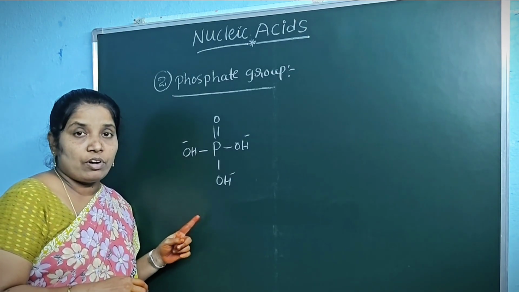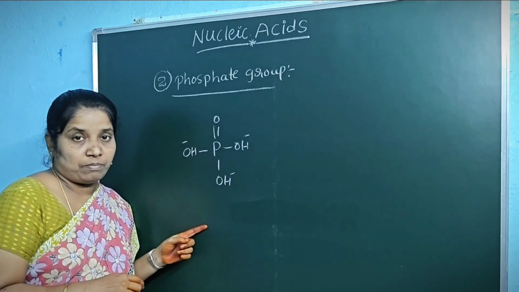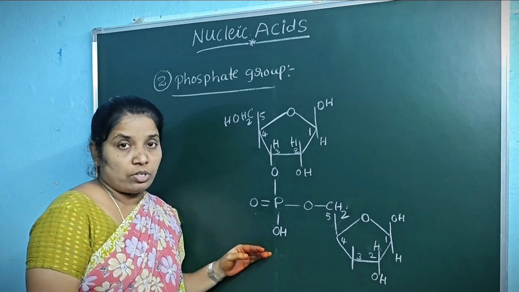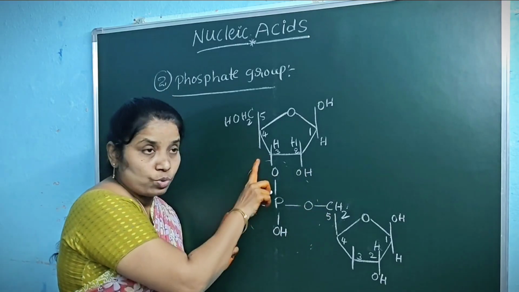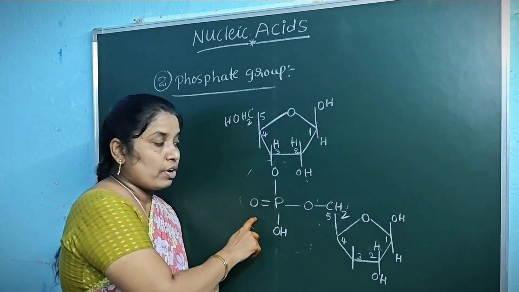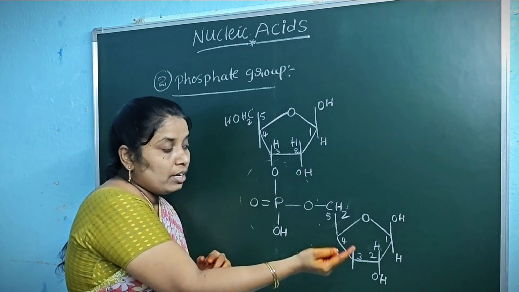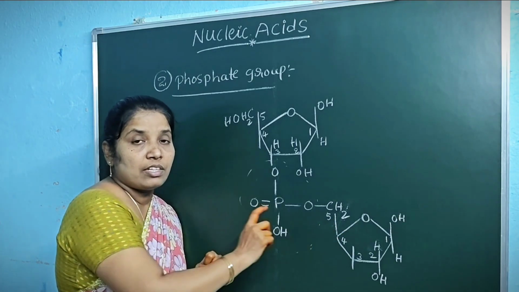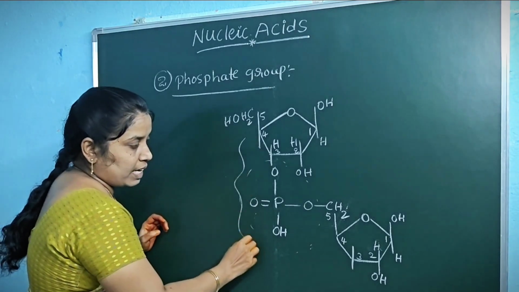Let's see how it is involved in phosphodiester bond formation. This is the phosphodiester bond formed between 2 pentose sugars. This is the phosphoric acid group present between 2 pentose sugars. Each phosphate group is joined to the third carbon of one pentose sugar and the fifth carbon of another pentose sugar. In this way, it results in the formation of the phosphodiester bond. So this is called the phosphodiester bond.